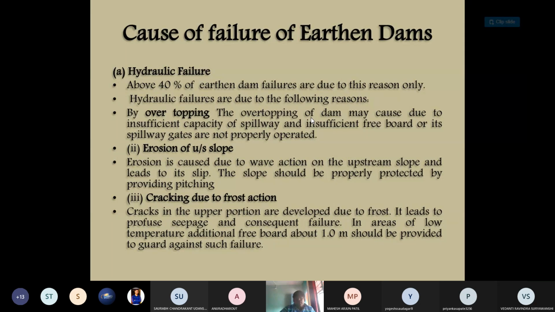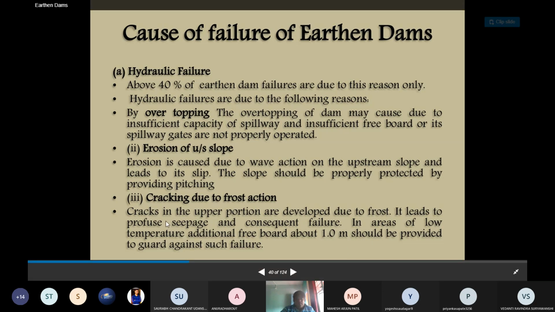The second thing is the erosion of the upstream slope. Erosion is mainly caused by the wave action on the upstream slope. So that's why, mostly in the case of an earthen dam, we provide pitching of stones. That is, the pitching is carried along the slope on its upstream side. Otherwise it will cause slips. The slope should be properly protected by providing the pitching. That is the answer.